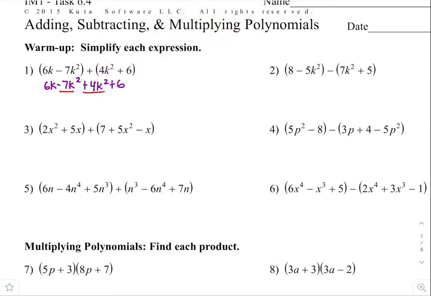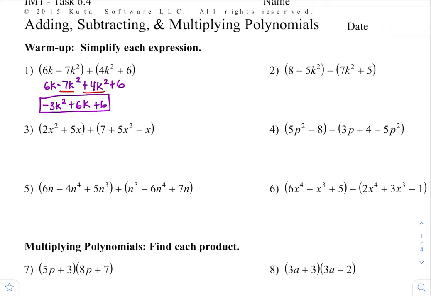So negative 7k squared plus 4k squared, that's negative 3k to the second. And then now I'll just go from the highest degree to the lowest. So the next highest degree is 6k, so plus 6k. And then we just have plus 6. And there you go for number 1.